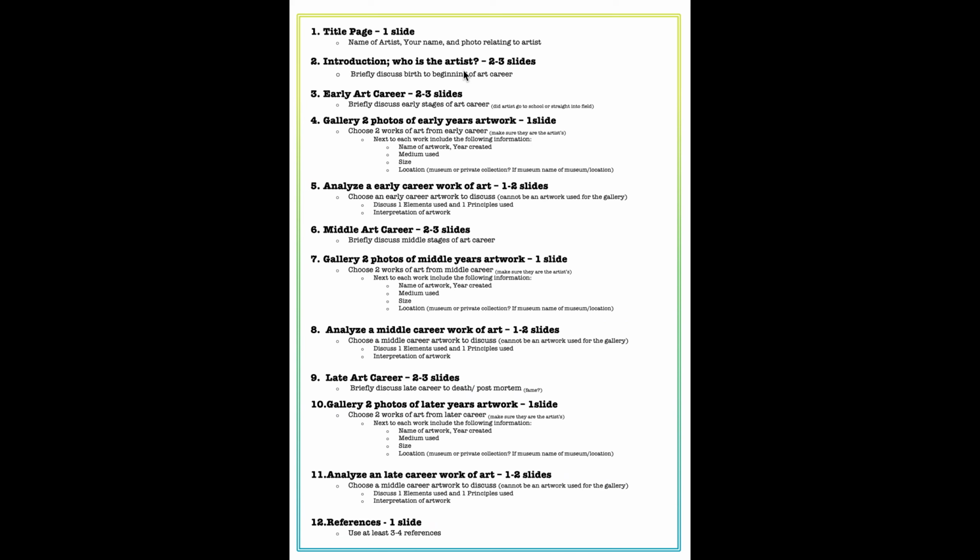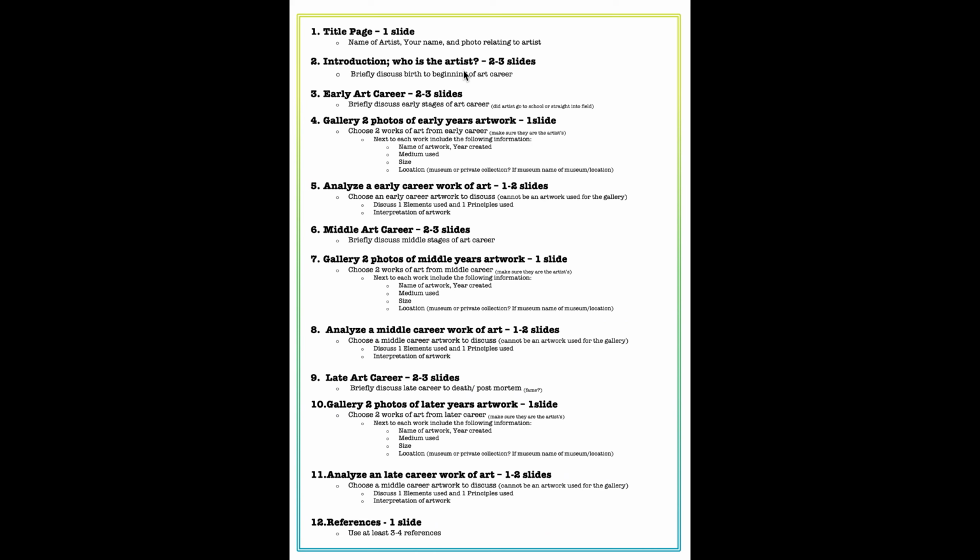Our 5th thing we're going to do is analyze an early art career work. So you're going to choose an artwork from that early period that you are going to analyze. You cannot choose one that you chose for the gallery. So you're going to have 2 photos for the gallery and a different photo for your analysis. You're going to discuss one element of art that you notice most prevalent in that artwork and one principle used in that artwork. You're going to interpret it. Maybe read something about that artwork or understand what the story is, and you are going to interpret that on that slide. 1 to 2 slides for that.